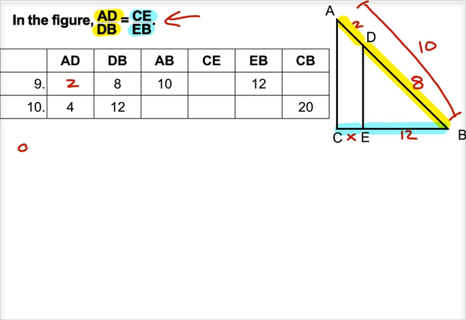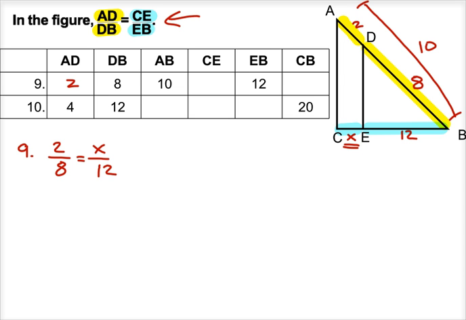So for number 9, do I know AD? I do. AD is 2. Do I know the bottom DB? I do. That's going to be 8. Equals. Over on the top right, CE, I don't know how big that is, but we've decided to call that X. And the bottom right of our proportion is EB, and we know that that's 12. So here's our proportion to work with.